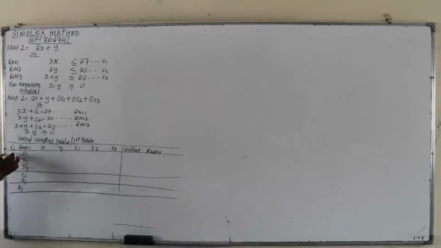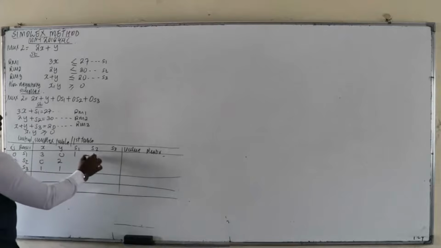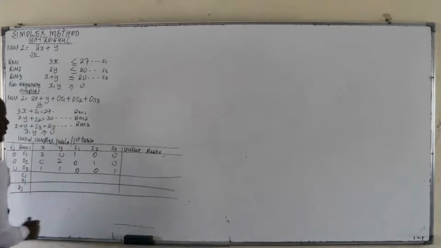CJ for the basis, it's 0, 0, 0. XY. So here we only have 3x. There is no y. Then there is 1s. 2y. So for S2, that's raw material 2, is 2 of y. So that means there is no x. Then 2y. 1x, 1y, 1, 1. S1, S2, S3, we use the identity matrix. 1, 0, 0, 0, 1, 0, 0, 0, 1.